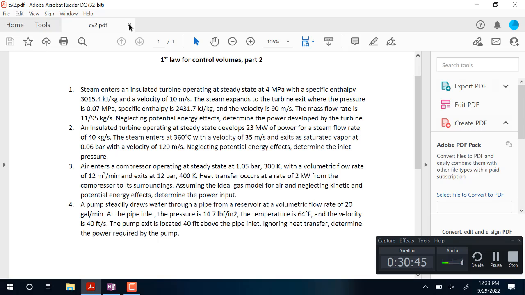And then at the exit, it's 40 feet that it rises. It doesn't say anything about the exit velocity. So we're going to assume that, if we're trying to figure out the power it takes to lift it that high, the minimum power is for that velocity to be 0 at the top. So we're going to just assume that velocity is 0.